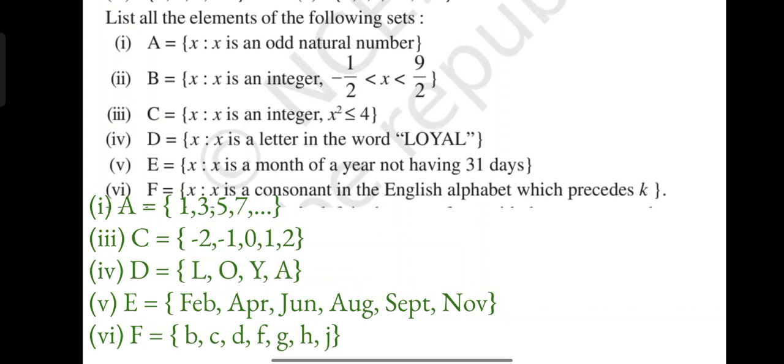But here we can't write up to Z, since it is written that our letter should precede K. So it should come before K and should be a consonant. So all the letters up to K we can write except A, E, I, O and U. Okay, so they are specified here, and it is the answer of the set F.